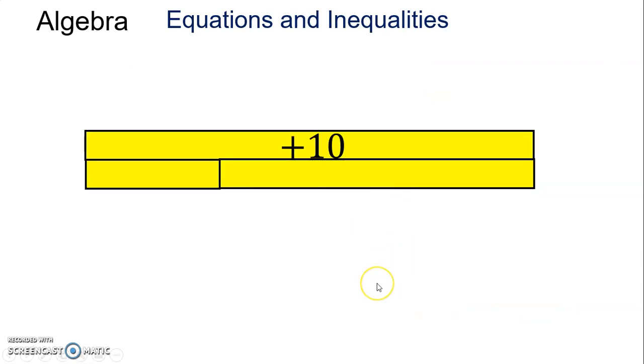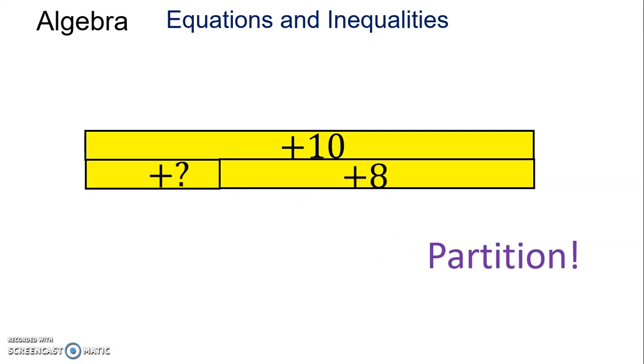Okay, so here we have another bar model, and I'm going to partition my positive 10 into positive 8 and something else. So we're being asked a question here, and that is to work out what this something else over here must be. So 10 is equal to something add 8. What does that something need to be? So that needs to be 2.